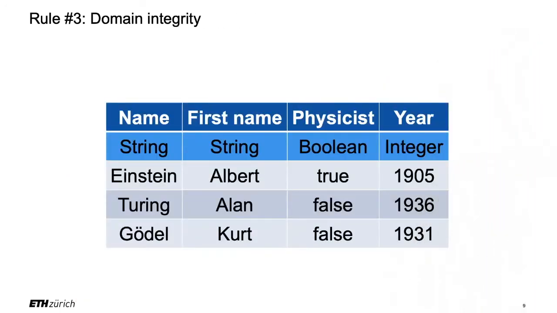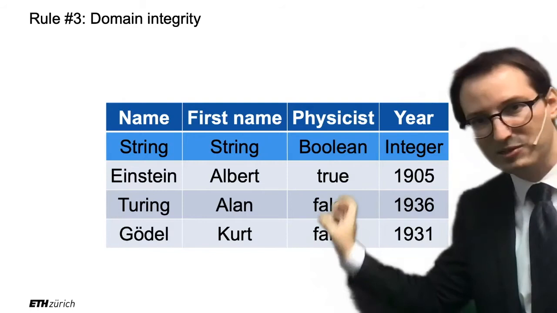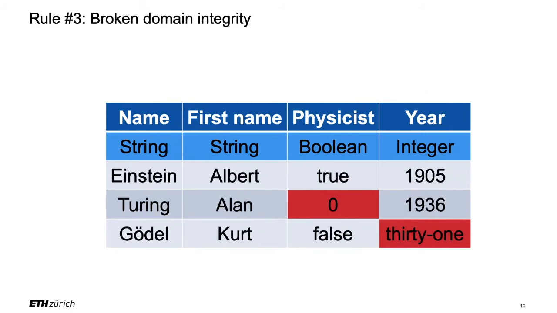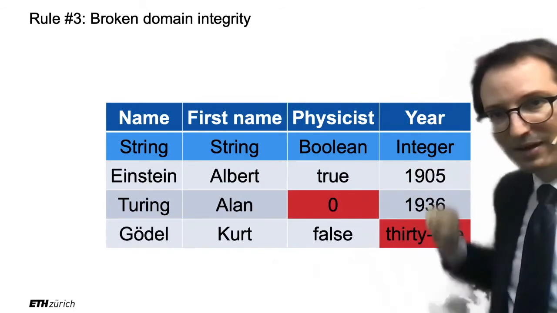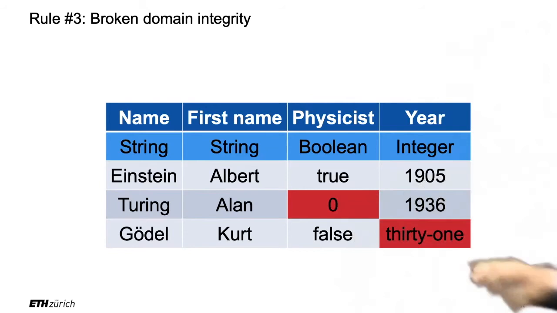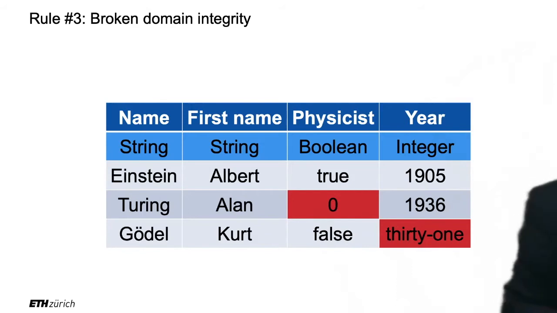Third, domain integrity means that every attribute has a domain. A first name must be a string, a birth date must be a date, and so on and so on. And we must respect this. For example, integer for the year, these are all integers. Here, these are Booleans, true, false, and these are strings. All right, this is broken. Why is it broken? Because with respect to this domain right here, this is not a Boolean, this is not an integer. You probably have the intuition on how to fix this, right? Probably you're going to put false in here and here 1931, for example.